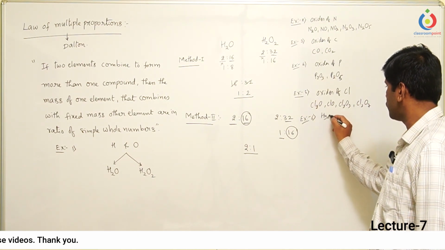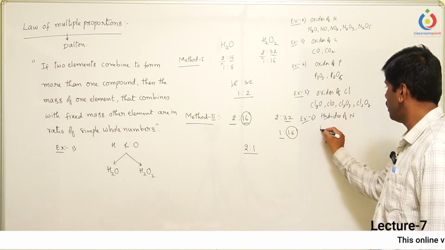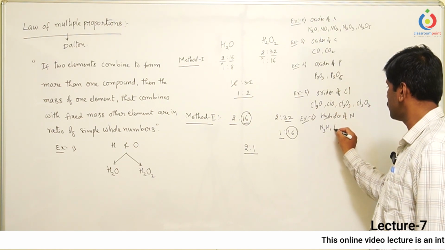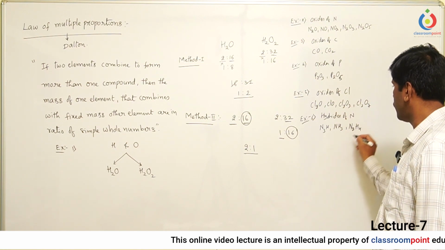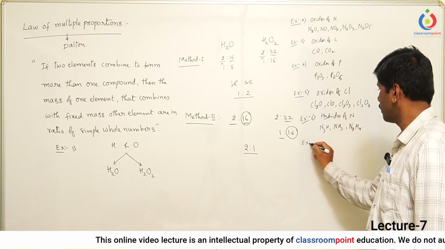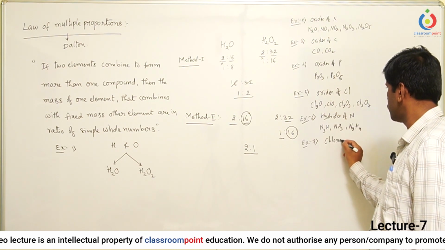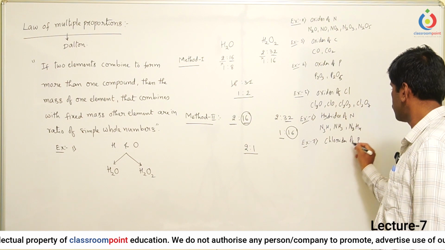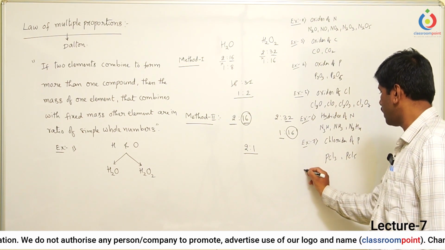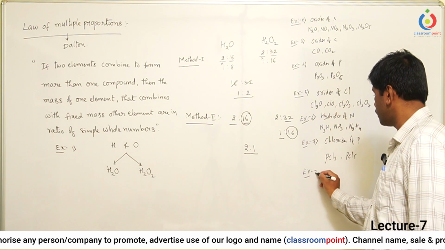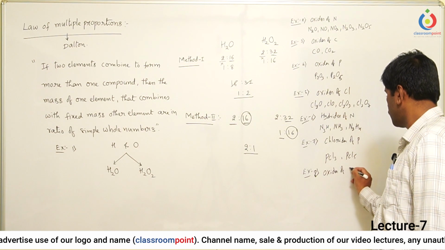Hydrides of nitrogen. You can take N3H, NH3, N2H4, etc. Next example, chlorides of phosphorus: PCl3, PCl5. Next example, oxides of sulfur.